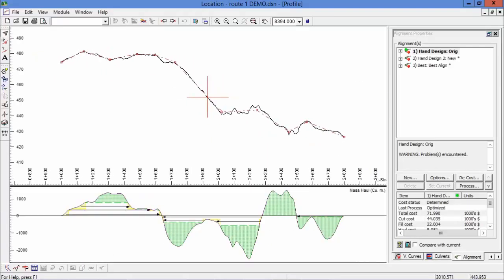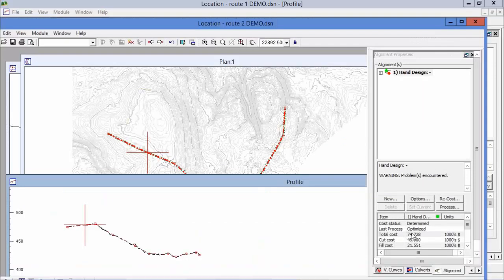So that was the original alignment. Again, the cost was $72,000. And if I move back up to the second horizontal alignment, there you go. The cost is $74,000, so quite similar, but the difference could be quite drastic. So in this case, the first alignment would be retained.